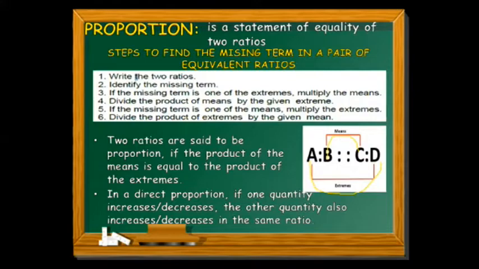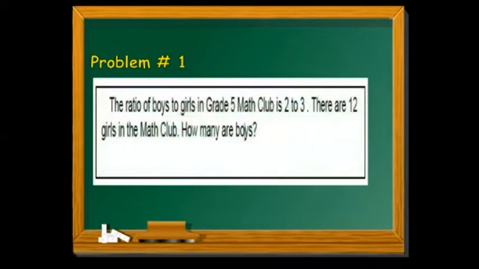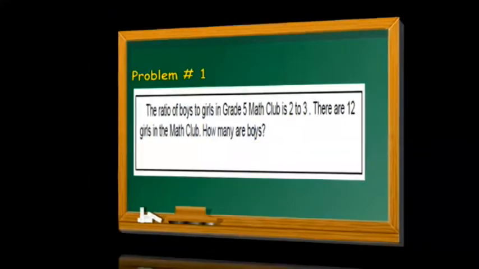So let's have a situation here, or our problem number one. The ratio of boys to girls in the grade 5 math club is 2:3. There are 12 girls in the math club. The question is, how many are the boys? So the given numbers, we have 2:3, and then there are 12 girls. Meaning to say we're looking for the boys. Okay? So here's the solution.